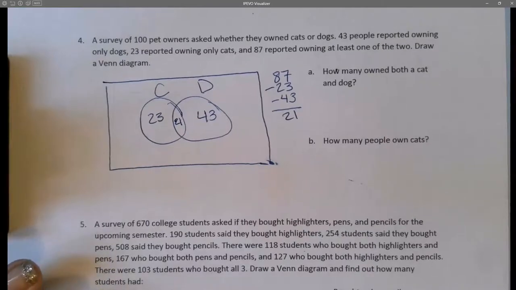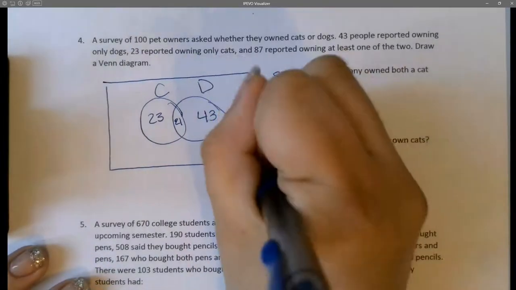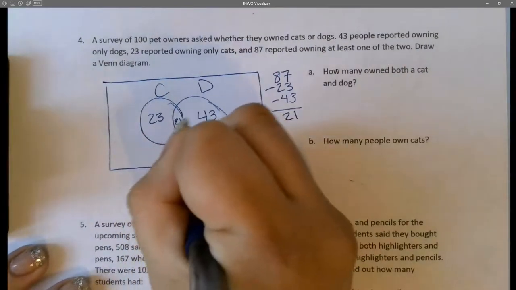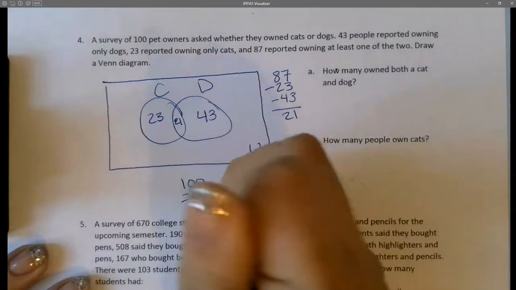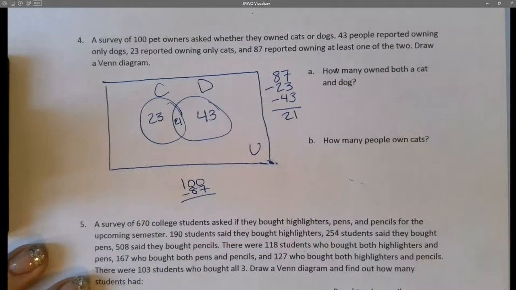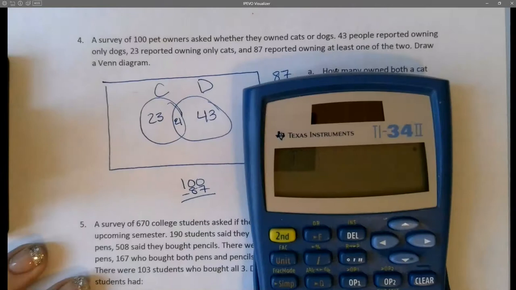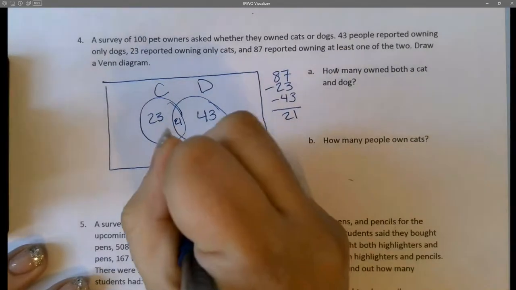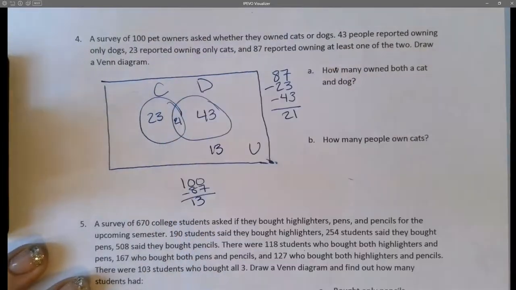However, remember 100 people were surveyed, so I'm still missing how many people belong in my universal set. To find that, I'm going to do 100 minus the 87 people who own cats or dogs. I've been really bad at mental math lately. So I'm going to do 100 minus 87, which gives me 13.